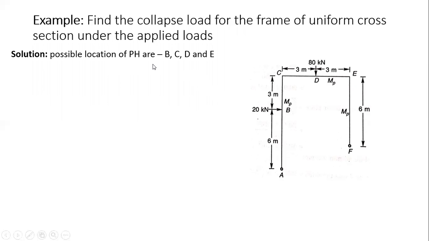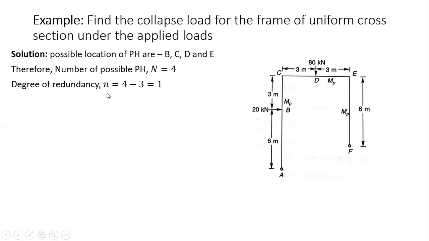So the possible locations of plastic hinges are, because this is your hinge joint, so no hinge here. The first hinge will be here, B, then at C, then at D, then at E. No hinge is formed here because it is a hinge joint already. So we have 4 locations of plastic hinges, N equal to 4. Then the degree of redundancy is how much? This is a hinge support, so 2 reactions are there. 2 plus 2, that is your 4.